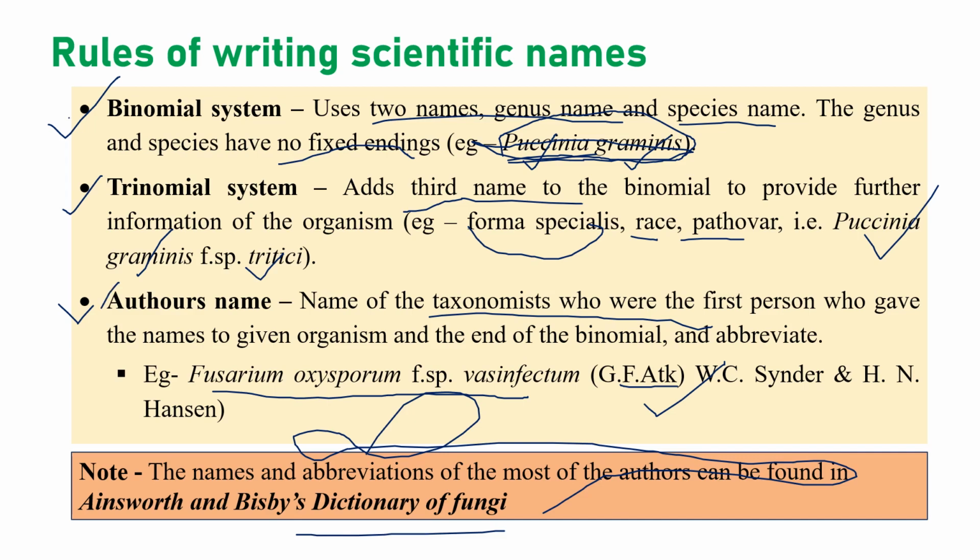Mostly we are using the binomial system, we can see it everywhere, but sometimes you can also encounter trinomial nomenclature. There is not much variation between binomial and trinomial. In binomial, two names will be there, genus and species name.